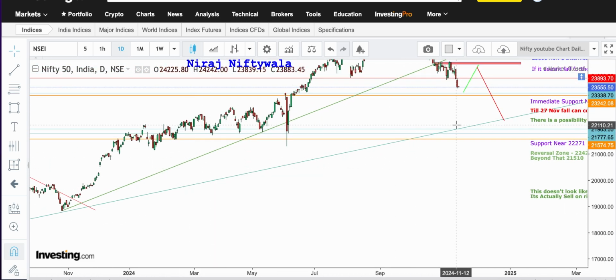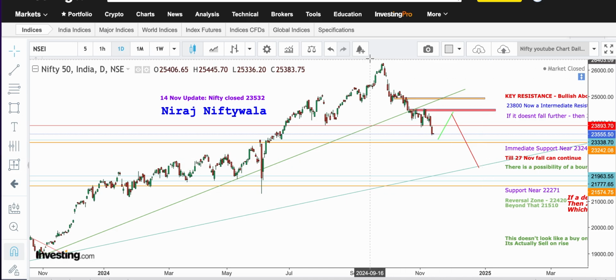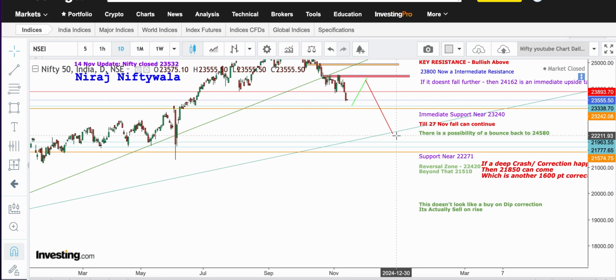I'm assuming that it can come over here around in the month of December and take a support over here after completing this kind of a pattern. What we have seen so far is a pattern which looks like this to me. So then support near 22271. You can take a screenshot of this.